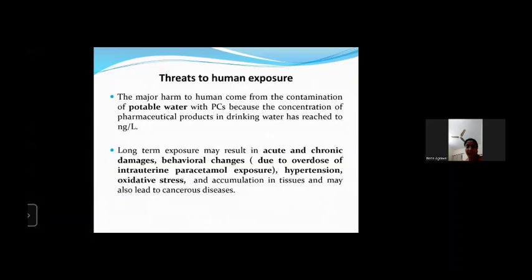In this slide I'm showing the threats to human exposure. As we know, long-term exposure to these contaminants may result in acute and chronic damage. The most important recent discovery is the change in behavior of the offspring of mothers who are over-consuming extra doses of paracetamol. That is basically bringing up behavioral disorders in the offspring, that is, ADHD and ASD, which I've already discussed.